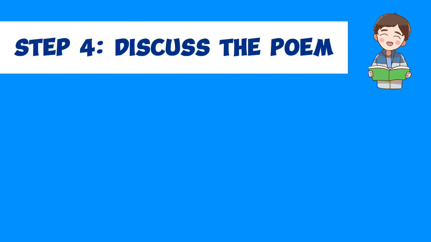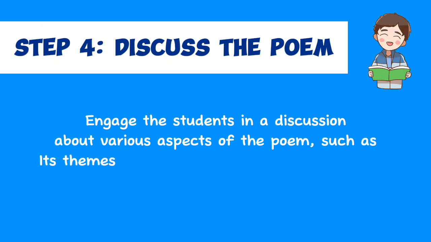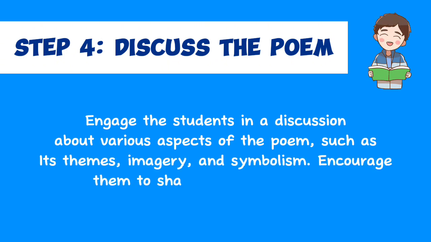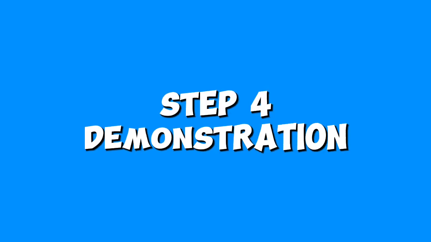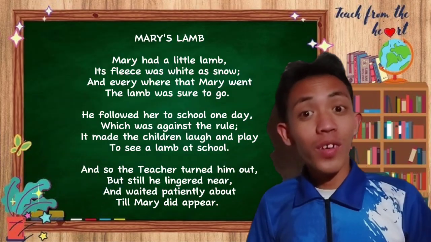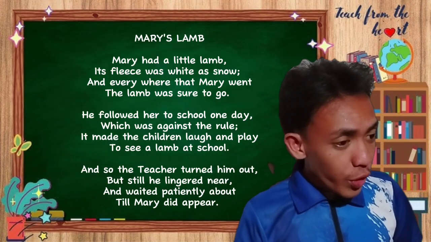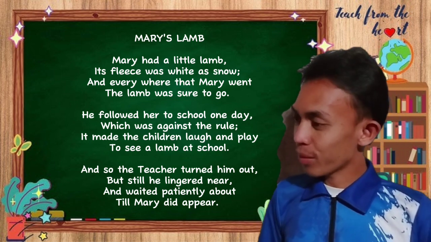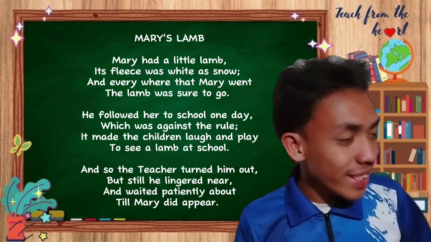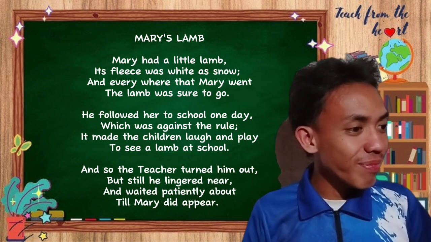Step 4. Discuss the poem. Engage the students in a discussion about various aspects of the poem, such as its themes, imagery, and symbolism. Encourage them to share their thoughts and interpretations. Now, class, let's try to delve deeper into the poem. What do you think are the symbols present or portrayed in the poem? Can you cite at least three symbolisms? Give me one. Yes, Justin.